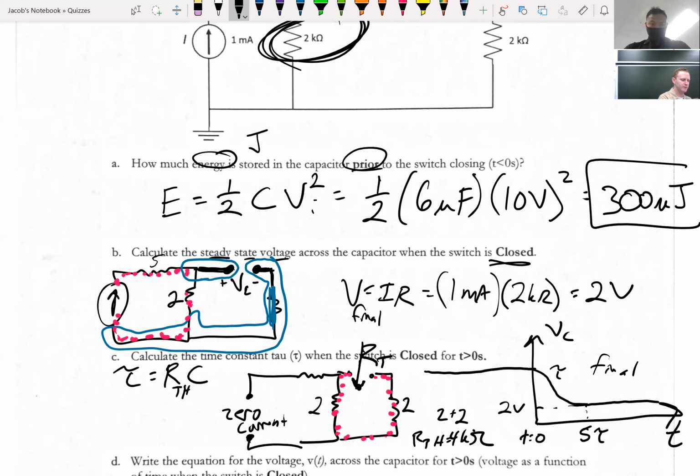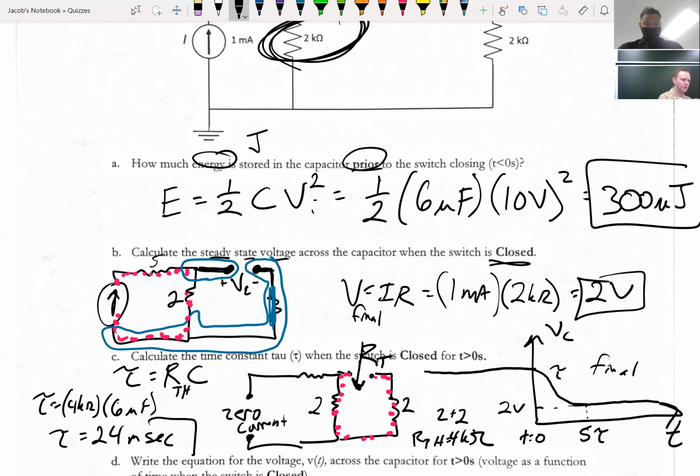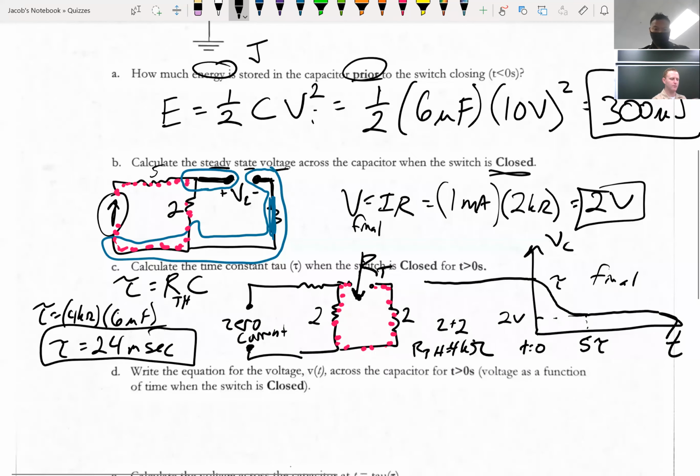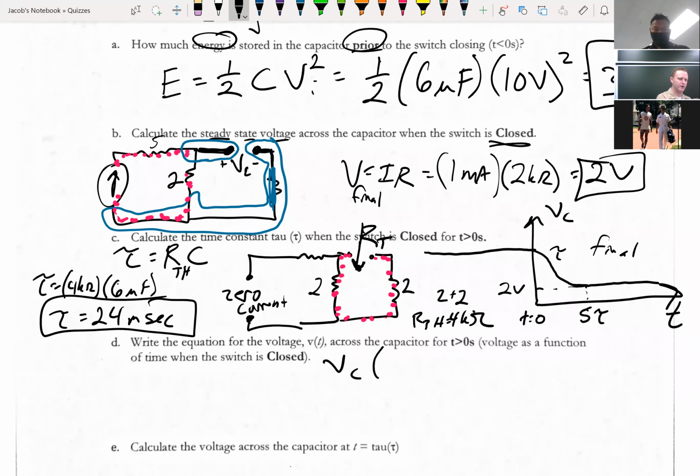So I can plug those in. Tau equals 4 kilo ohms, capacitance is 6 microfarads, and tau equals 24 milliseconds. So when I plug it into the equation now, and I think it's helpful to always write the equation before we plug in values: V final plus V initial minus V final, e to the negative t over tau. That is the equation of the graph that I've drawn on the right.